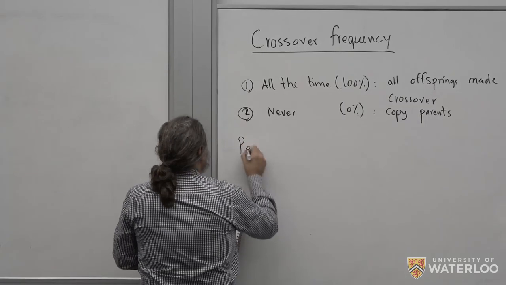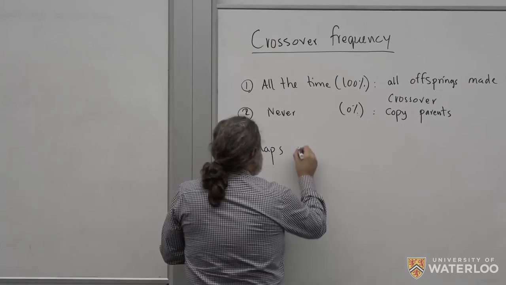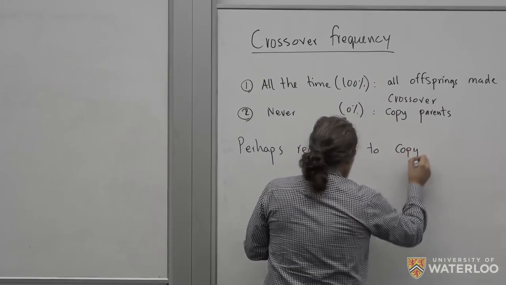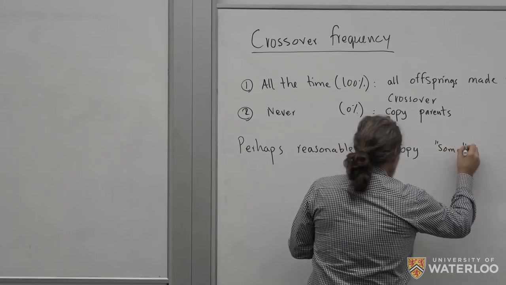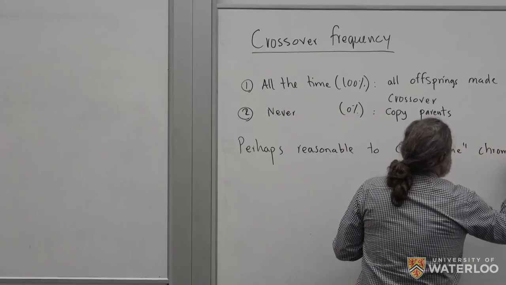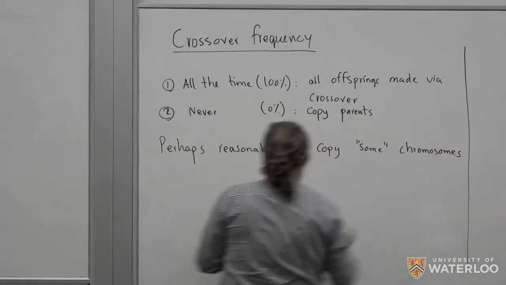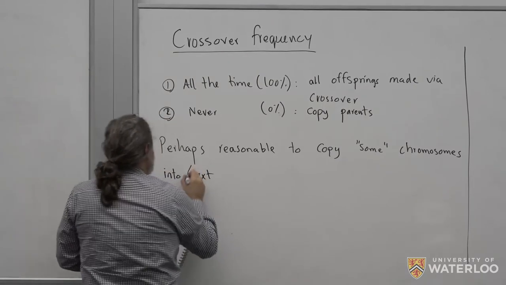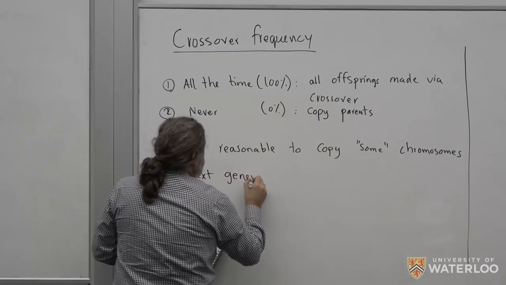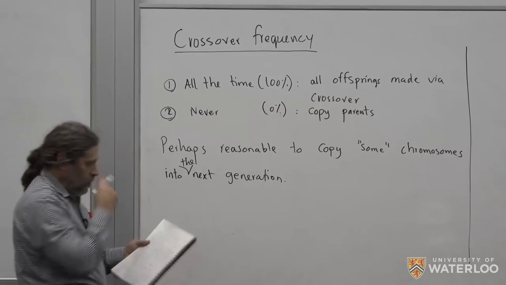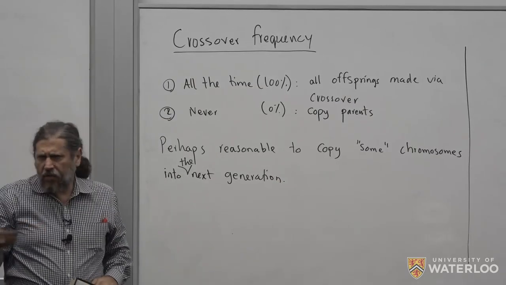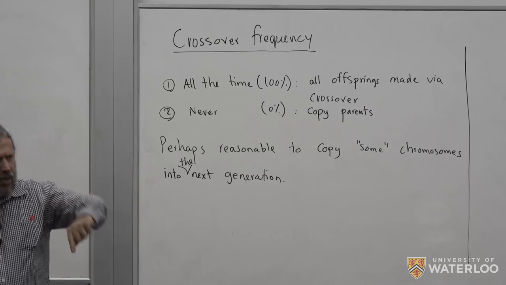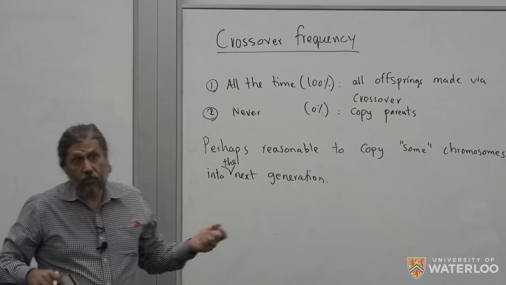So perhaps it's reasonable to copy some chromosomes into the next generation. Some chromosomes, what does it mean, how many? Perhaps it makes sense. We don't need to mate and pair them all the time. If you see that there are good parents, I say, yeah, okay, I copy-paste you. Yeah, two more like you. Come on.